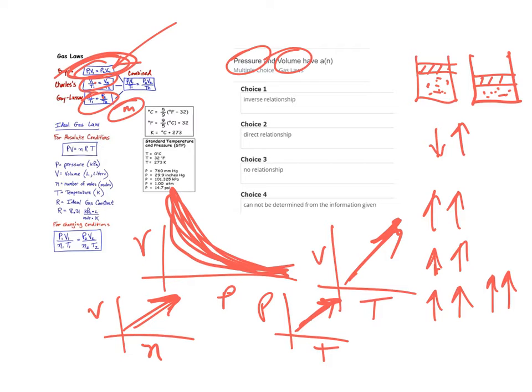If I squeeze the gas so that the volume decreases, my volume's going down, down, down. When is it going to hit 0? Well, never, unless the pressure becomes infinite. If I want to make that volume get to 0, I'm going to have to make the pressure get to an infinite amount. It's never going to hit the axis.